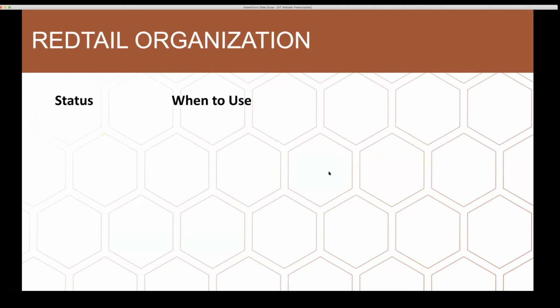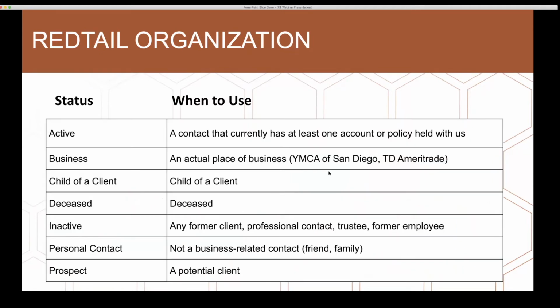At minimum, every contact in your database needs to have a status. The status field within Redtail is the highest level of organization used to identify a contact. The status is mutually exclusive, so every contact can only have one status at a time.